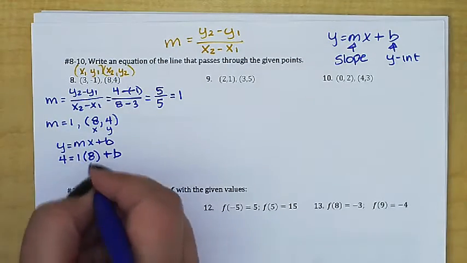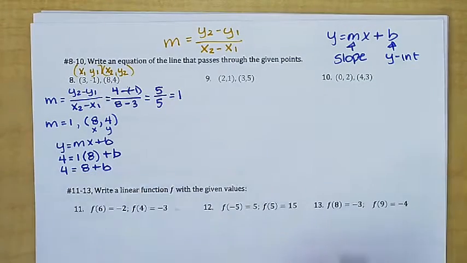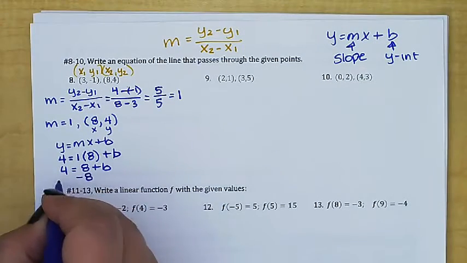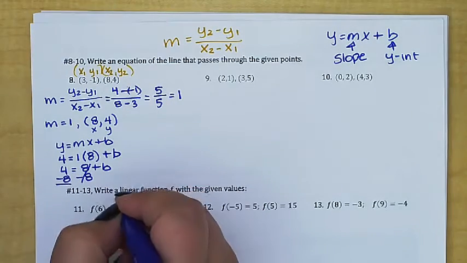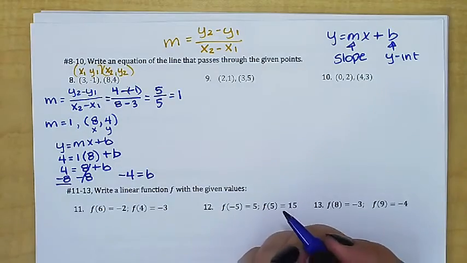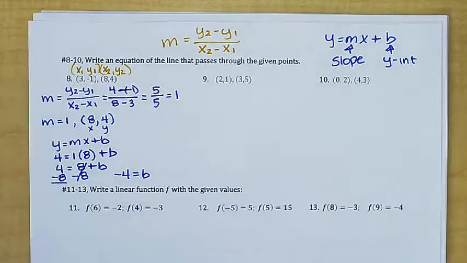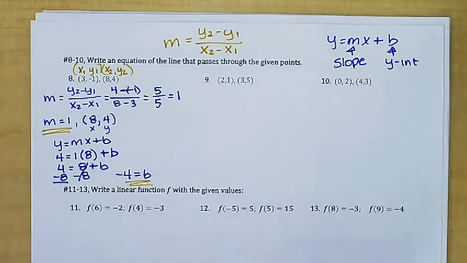Okay, 8 times 1 we know is just 8. And then to solve for b here, we know we're just going to subtract that 8 on both sides. So 4 minus 8 is just negative 4. So b is equal to negative 4. Now I have the two ingredients I needed all along.